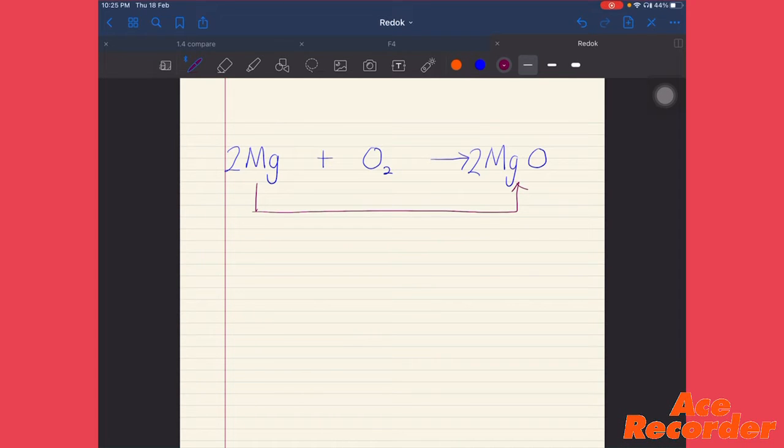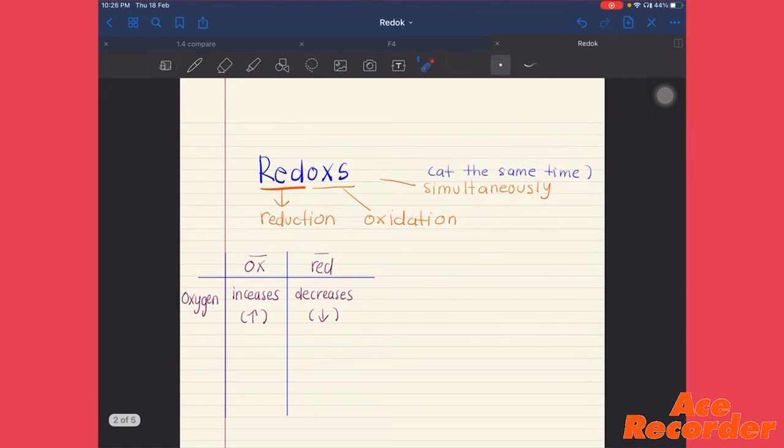Why, teacher, do we have to match it like that? Because this one involves magnesium and this one also involves magnesium. So second one, oxygen. The matching is also here. Why? Again, because this one is oxygen, this one also involves oxygen. Now you have to compare the before and the after. So you see here, the first one, what do you want to compare? The oxygen.